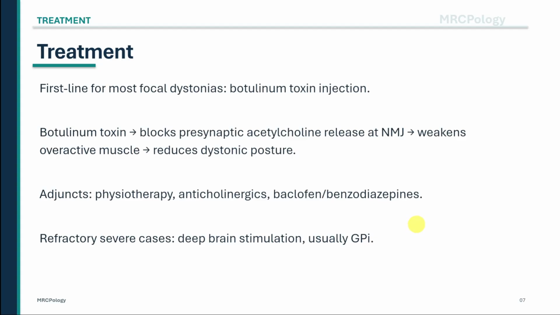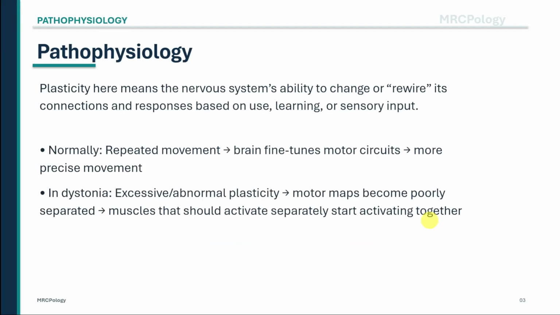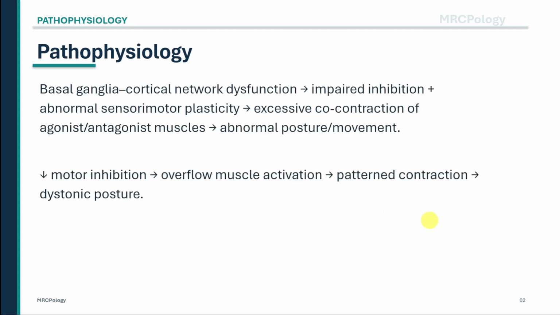So if you remember one thing, remember this. Focal dystonia is focal, patterned, and posture-producing. It reflects impaired inhibition and abnormal sensorimotor plasticity in basal ganglia cortical circuits. It may be task-specific, may improve with a sensory trick, and is usually treated first line with botulinum toxin.